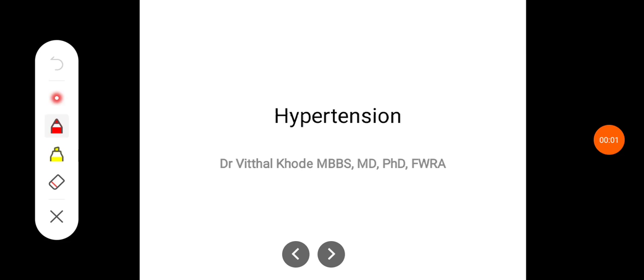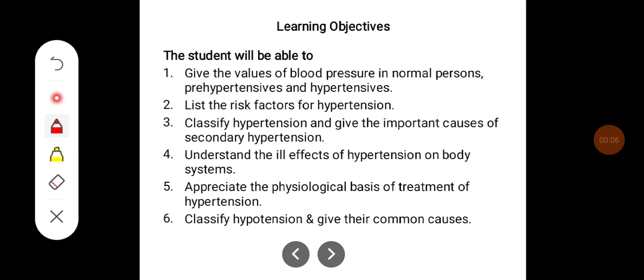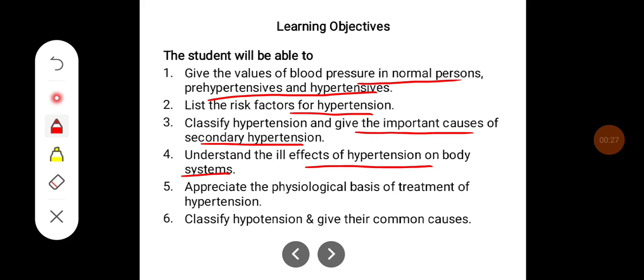Hello everyone. In this class, we'll try to learn about what is hypertension and hypotension. Learning objectives of this class would be to give values of blood pressure in normal persons, prehypertensives and hypertensives, list the risk factors for hypertension, classify hypertension and give the important causes of secondary hypertension, understand the ill effects of hypertension on body systems, appreciate the physiological basis of treatment of hypertension, and classify hypertension and give their common causes.